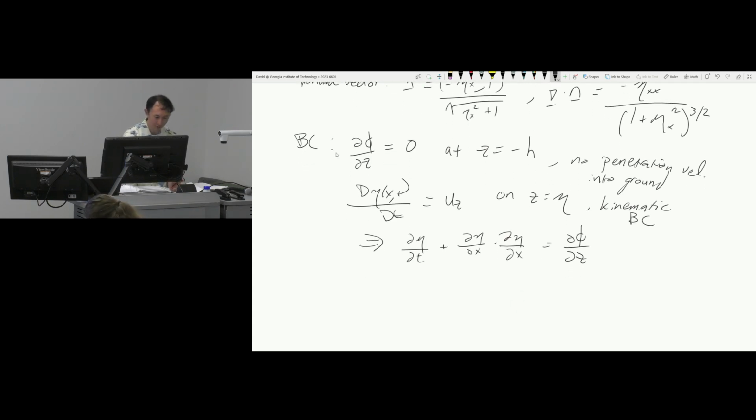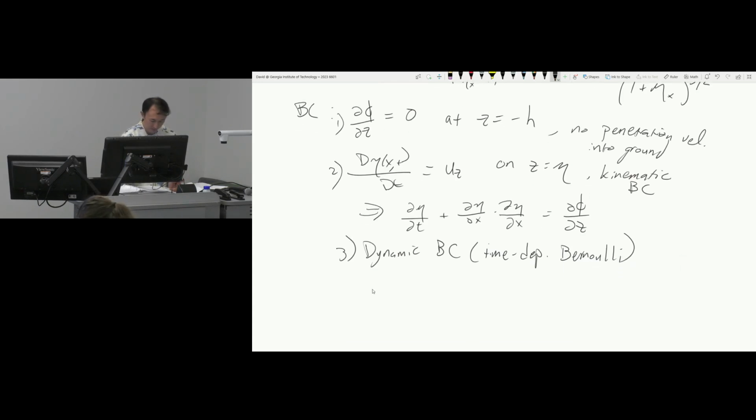All right. There's one more condition. So 1, 2, 3. The third condition is the dynamic boundary condition. This is the time-dependent Bernoulli equation. This says rho d phi dt plus 1/2 rho del phi squared plus rho g eta, that's the height of the water surface, plus that's equal to some function of time.